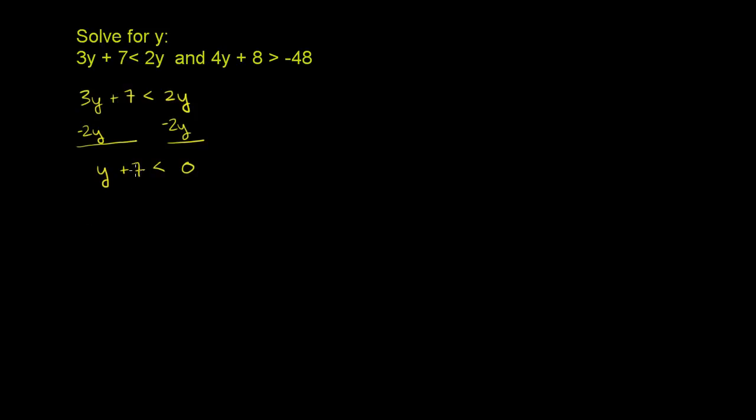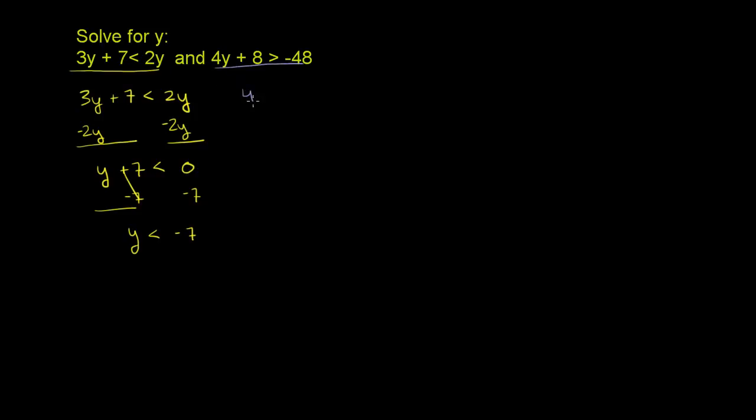And then we can get rid of this 7 here by subtracting 7 from both sides. Left-hand side, y plus 7 minus 7, those cancel out. We just have y is less than 0 minus 7, which is negative 7. So that's one of the constraints. That's this constraint right over here. Now let's work on this constraint.